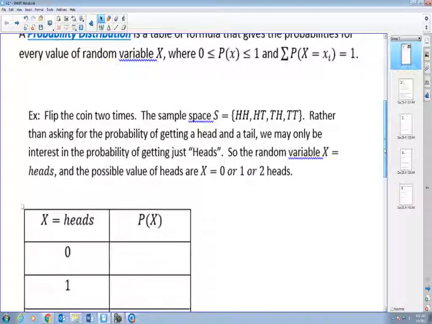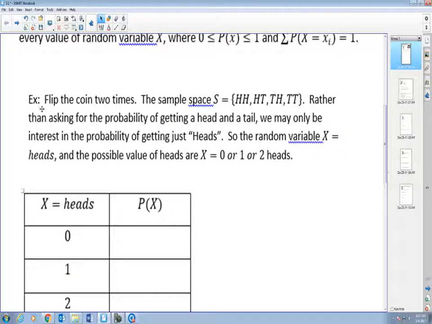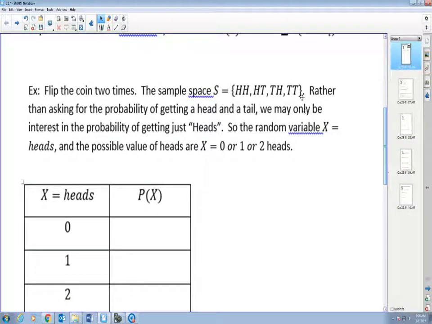Now, for example, if I want to flip a coin 2 times, the sample space, as I mentioned before, will be heads heads, heads tails, tails heads, and tails tails. All right, so we got four possible outcomes. So rather than asking what's the probability of getting a head and a tail, which is half, we may only be interested in talking about the probability of just getting a head.